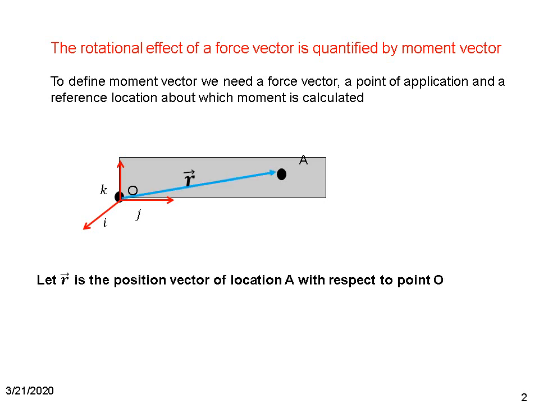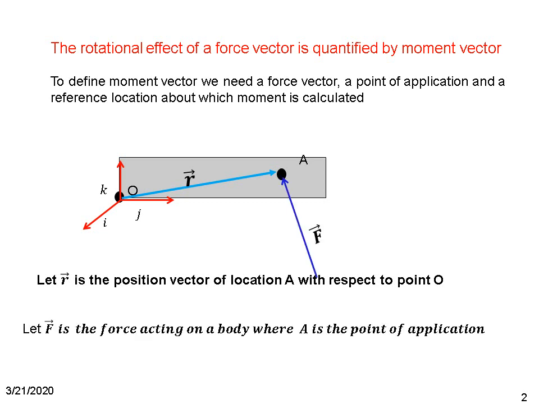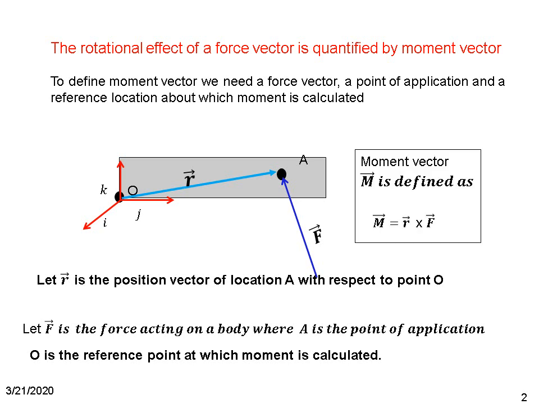Let R be the position vector of location A with respect to point O, and F is the force acting on the body where A is the point of application. O is the reference point at which moment is calculated. So we know that the moment vector M is defined as R cross F, the cross product of R and F.